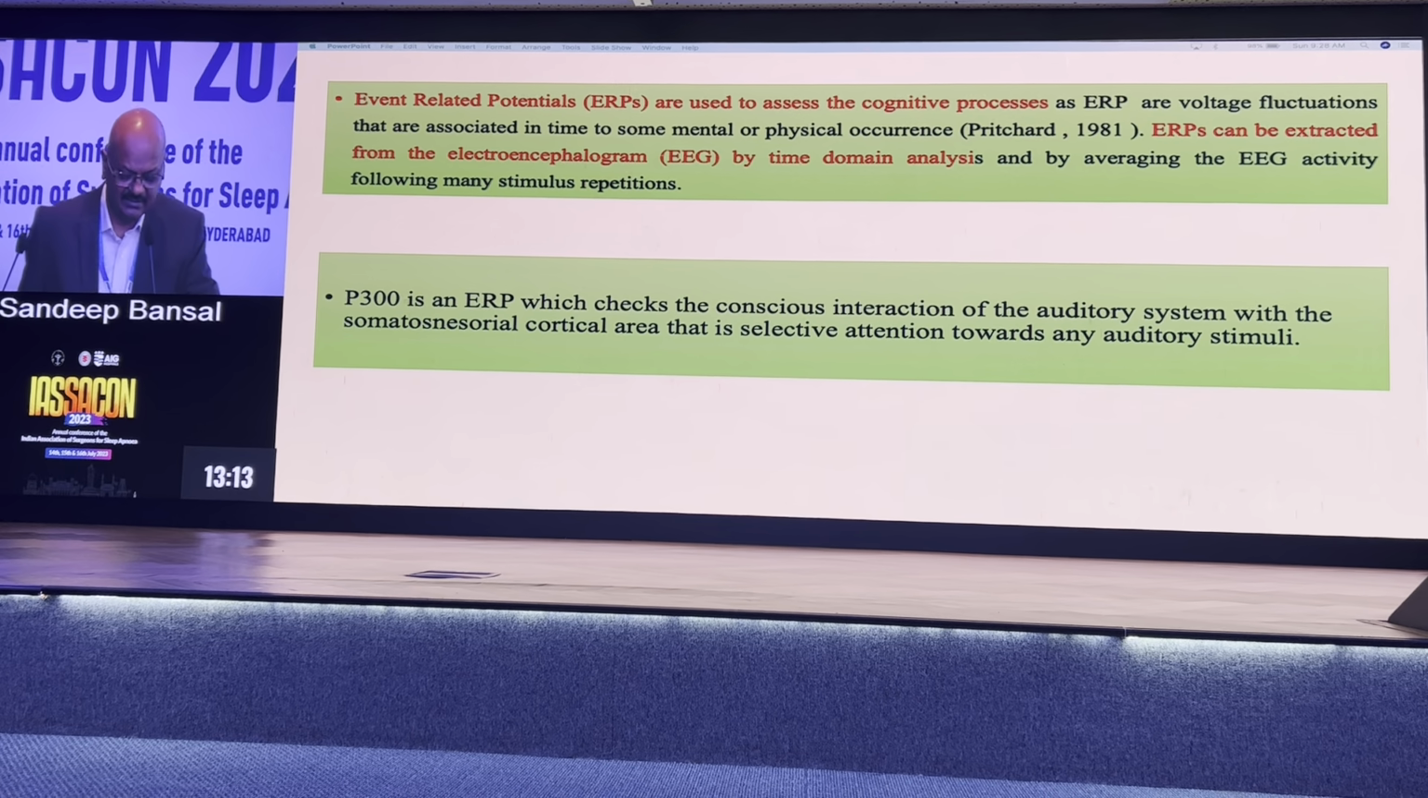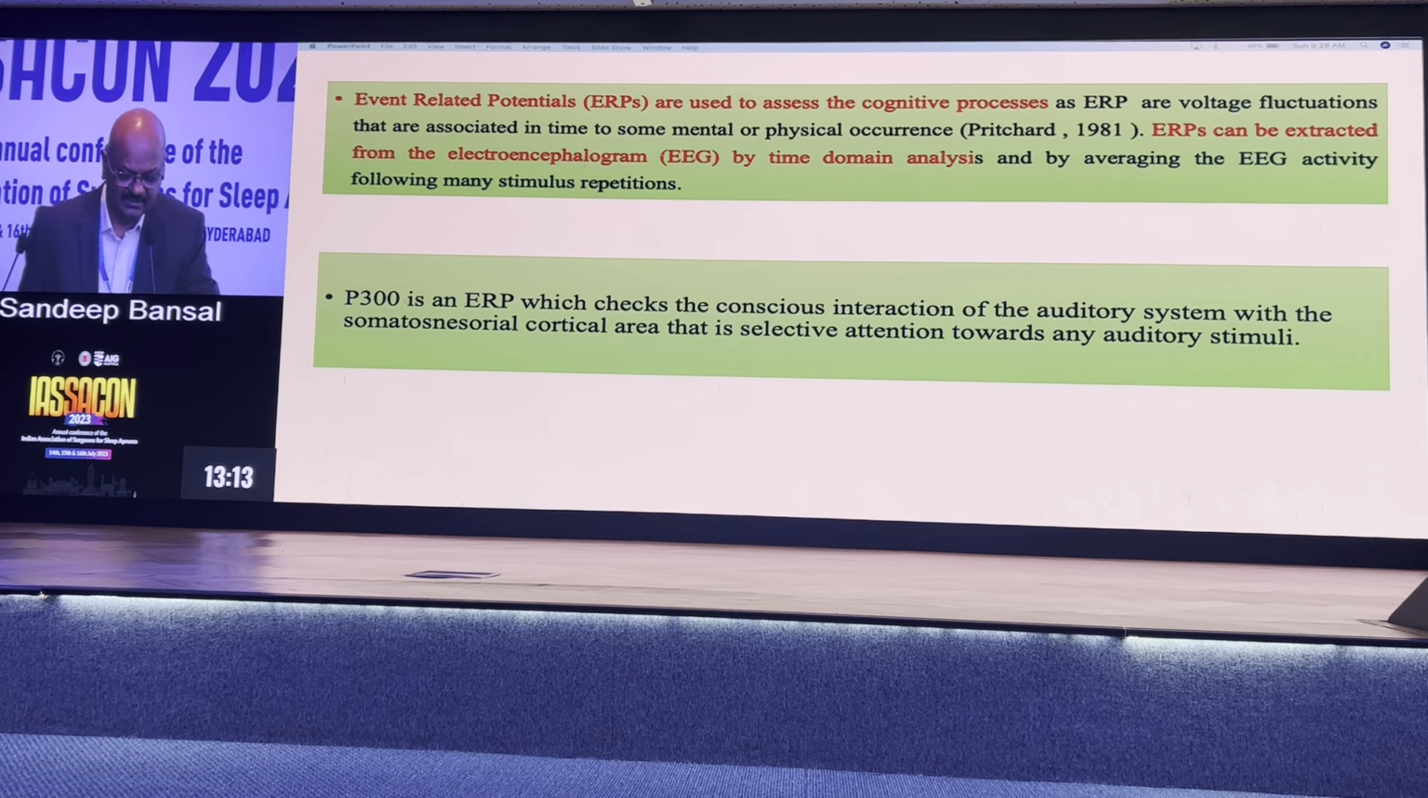seen by the ERPs. They assess the cognitive processes, and this can be extracted from the electroencephalogram by time domain analysis. And P300 is a very important wave which we look at, and it is the conscious interaction of the auditory system with the somatosensory cortical area. It's too much detail, but the bottom line is that patients with profound and severe OSA without somnolence had longer P3 latency, and predicted OSA sufferers showed increased auditory N1 and P2 amplitude.